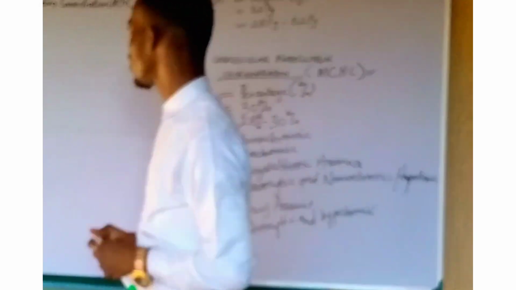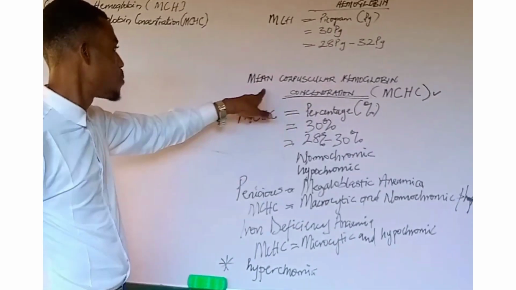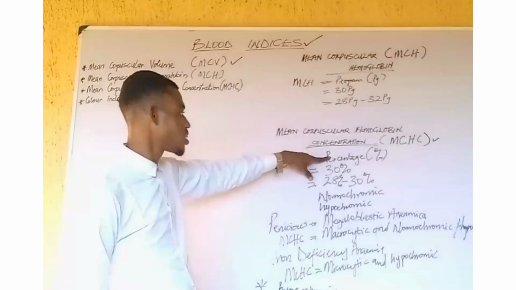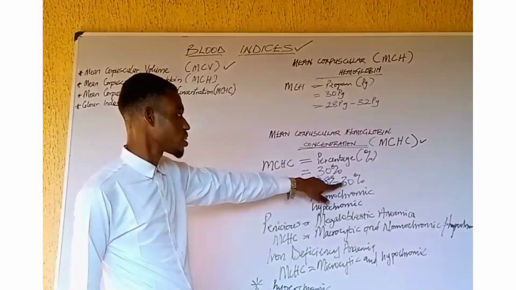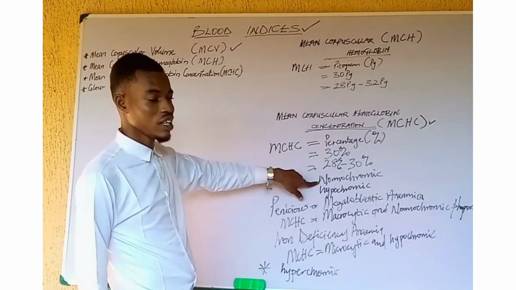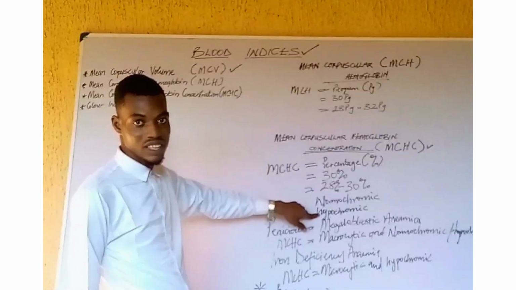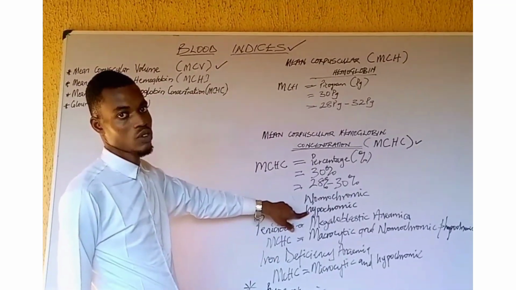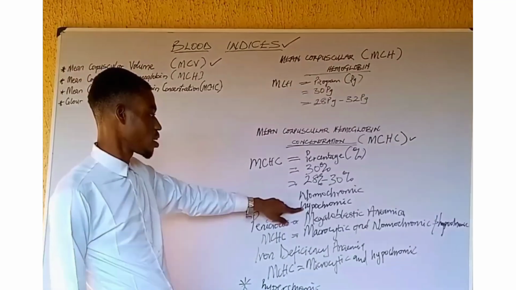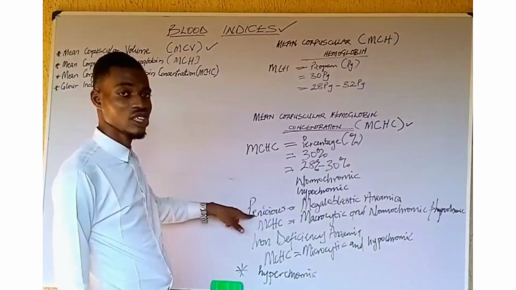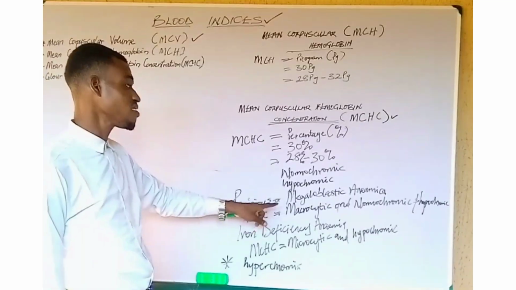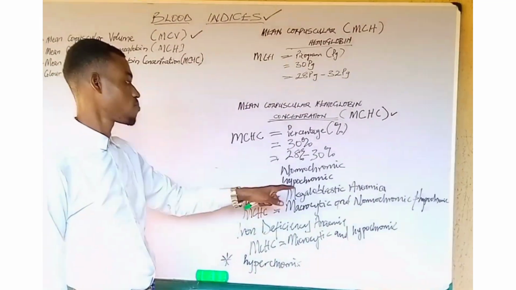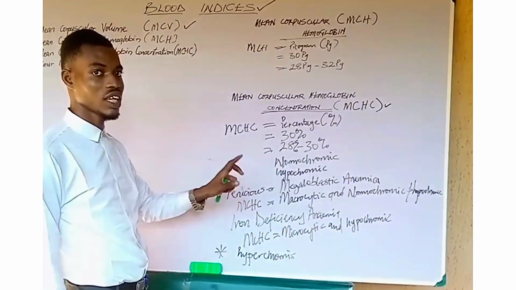Now let's look at the recap. But before that, mean corpuscular hemoglobin concentration is measured in percentage with a normal value of 30%. Now its range is 28% to 30%. It is normochromic when it is normal. Hypochromic when there is a reduction in the mean corpuscular hemoglobin of a particular red blood cell. Alright? Cool. Now, in pernicious or megaloblastic anemia, the MCHC is macrocytic and normochromic, or macrocytic and hypochromic.